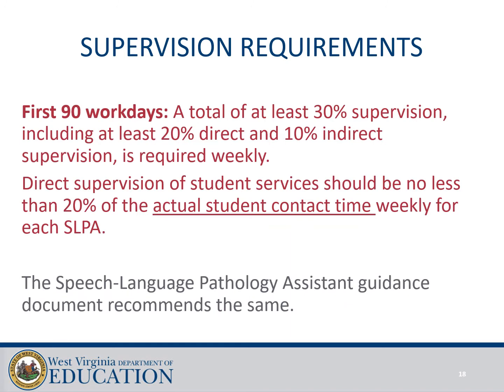ASHA goes on to say that during the first 90 days, there should be at least 30% supervision, including at least 20% direct and 10% indirect supervision weekly. Direct supervision of student services should be no less than 20% of the actual student contact time weekly for each SLPA. The guidance document basically recommends the same thing.